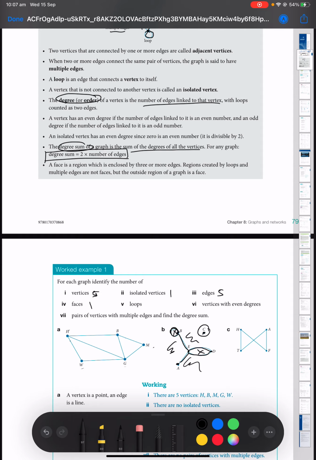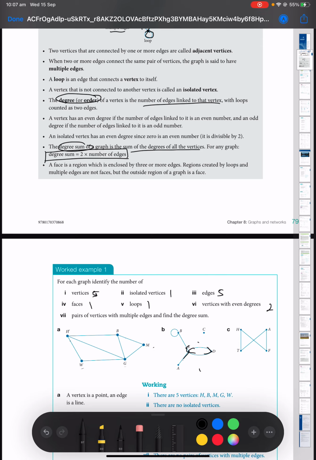There is 1 loop at B. And vertices with even degrees. So again, I'm just going to get rid of all of my scribble so you can see exactly what I'm doing. Basically vertices with even degrees. So B is a 1, C is not, D is 2, E is 1, 2, 3, 4. Okay, so we've got 2 there with even degrees.